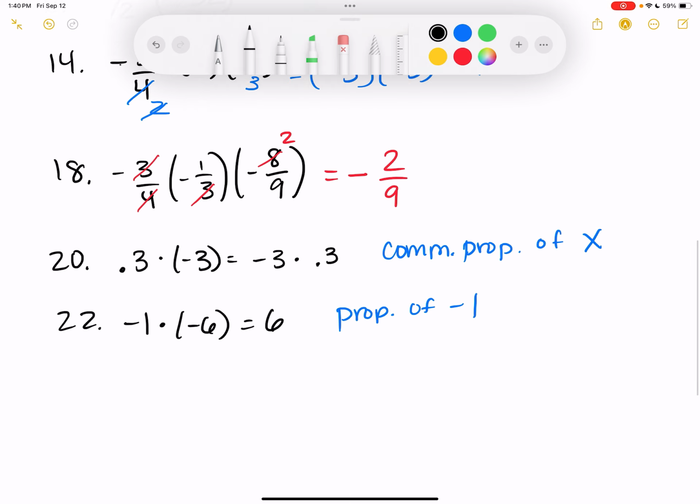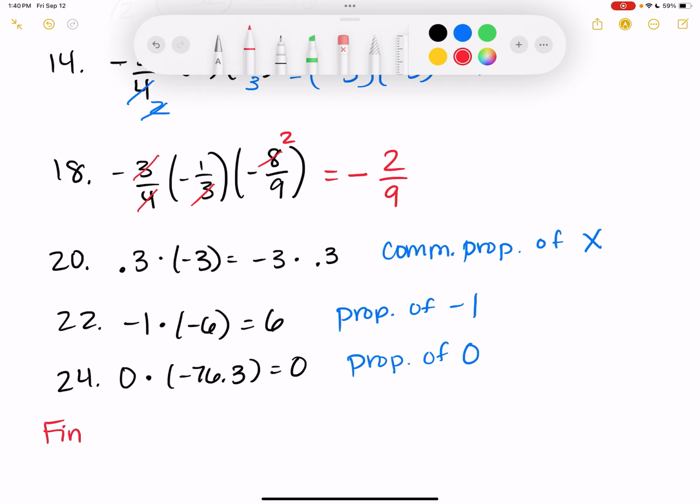24. 0 times -76.3 equals 0. It's this one. Property of 0. The next ones say to find the product and justify your steps. You don't need to justify. So just find the product.